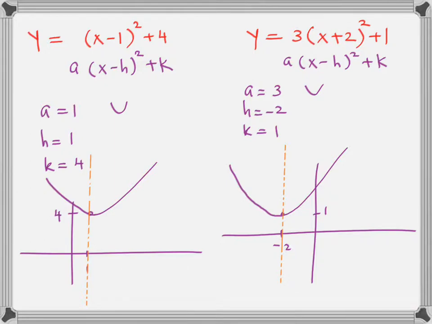That is the equation of the vertical line. On the right, x equals minus 2. That's the equation of the line of symmetry. The vertical dotted line is the line of symmetry.